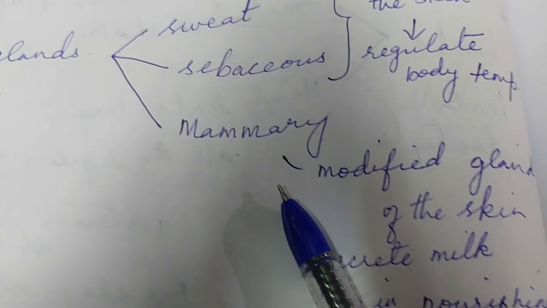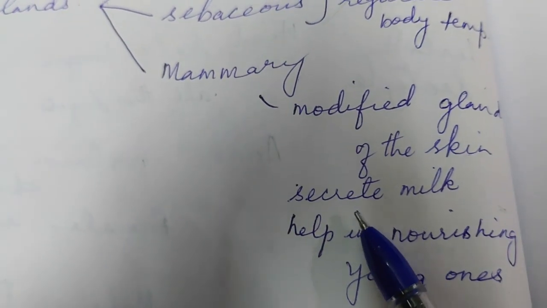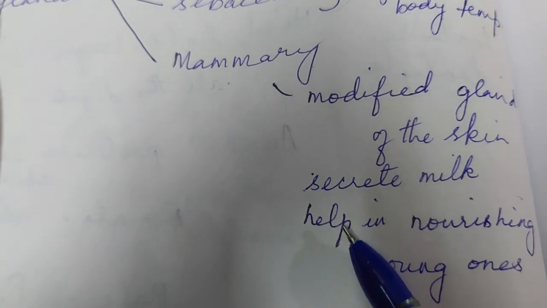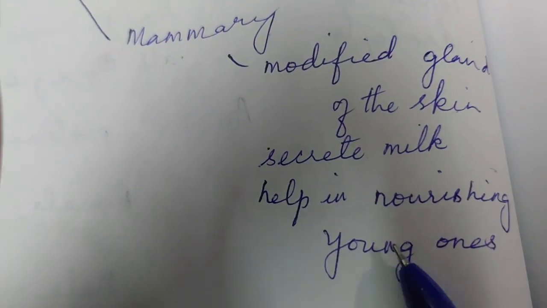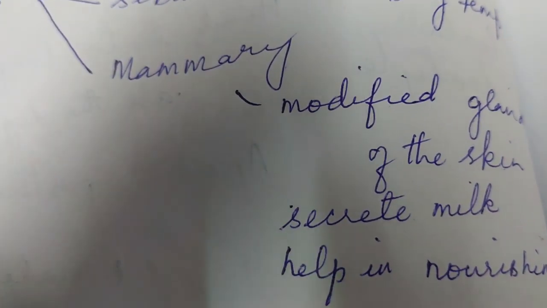Coming to the mammary gland, it is a modified gland of the skin actually, children. So this secretes milk and that helps in the nourishing of the young ones. So this is one of the most important features of the mammal.